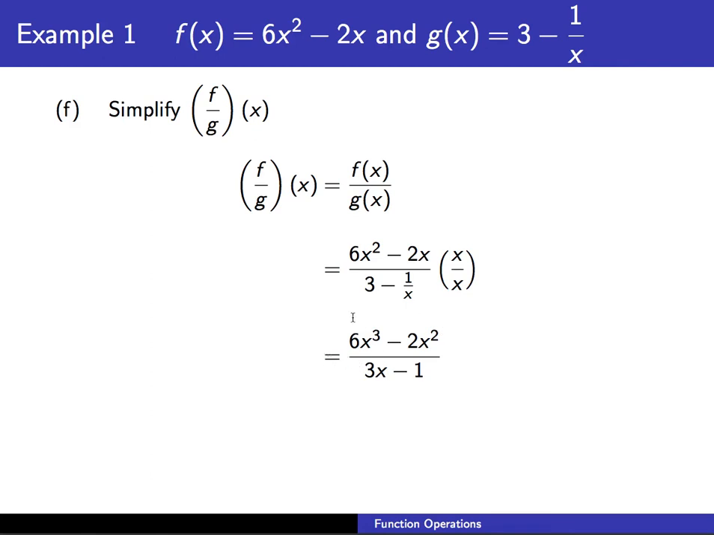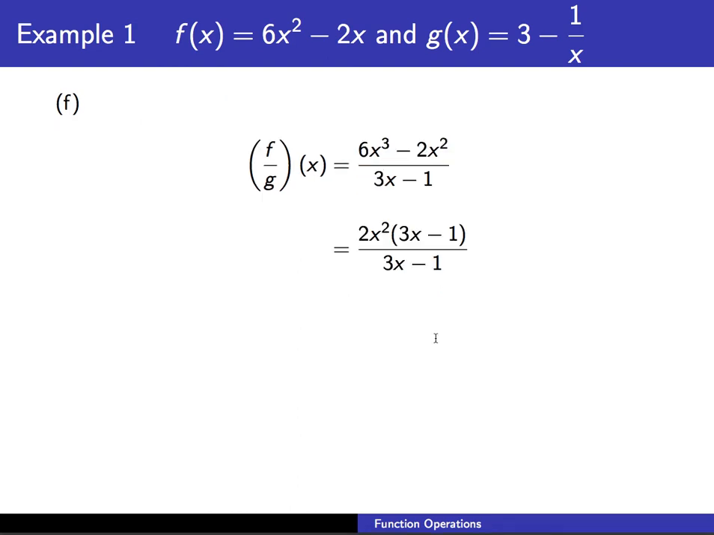Now, in the numerator, 6x cubed minus 2x squared, we have a greatest common factor of 2x squared. So if we factor out the 2x squared as the greatest common factor of the numerator, we get 2x squared times 3x minus 1 all over 3x minus 1. And the 3x minus 1 in the denominator is going to cancel out or divide out the 3x minus 1 in the numerator, leaving us with just the 2x squared.